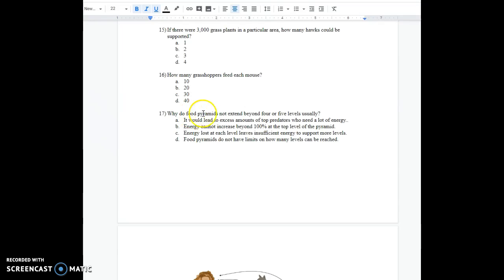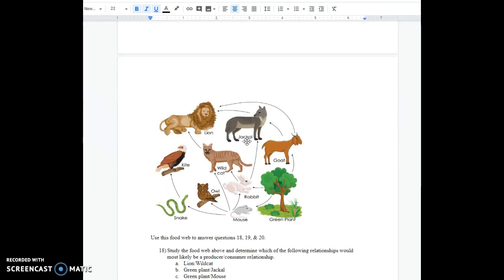17. Why do food pyramids not extend beyond 4 or 5 levels usually? A. It would lead to excess amounts of top predators who need a lot of energy. B. Energy cannot increase beyond 100% at the top level of the pyramid. C. Energy lost at each level leaves insufficient energy to support more levels. D. Food pyramids do not have limits on how many levels can be reached.